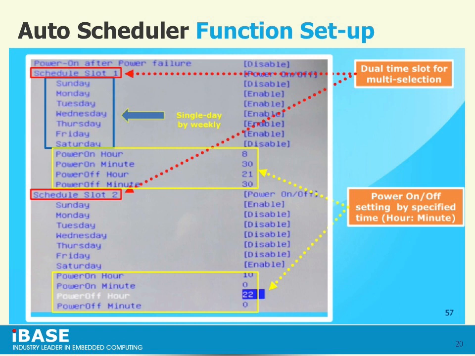There are two slots, which means if you want to set your system or your board to power on during working days, you can choose schedule slot 1 and set it from Monday to Friday, which are the working hours. You can set the power on at 8:30 in the morning and shut down at 9:30 p.m. at night, so it will automatically shut down. And for schedule slot 2, maybe you don't need to set it, or you can choose the weekend, maybe Saturday or Sunday, and select another setting from this auto scheduler.